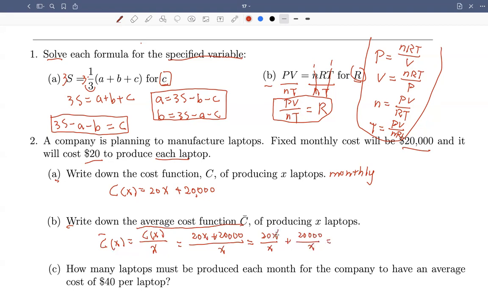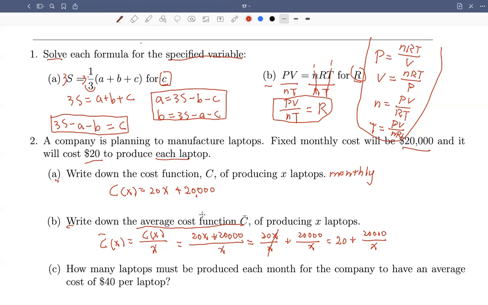Well, 20X, X over X becomes 1. 20 times 1 is 20. So this becomes 20 plus 20,000 divided by X. So we see the average cost function is a rational function. The total cost is a linear function. The average cost is a rational function.